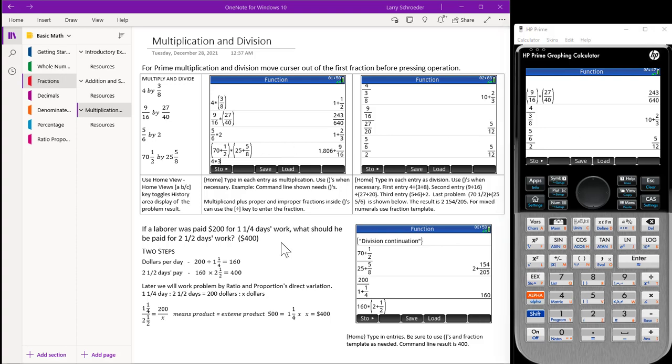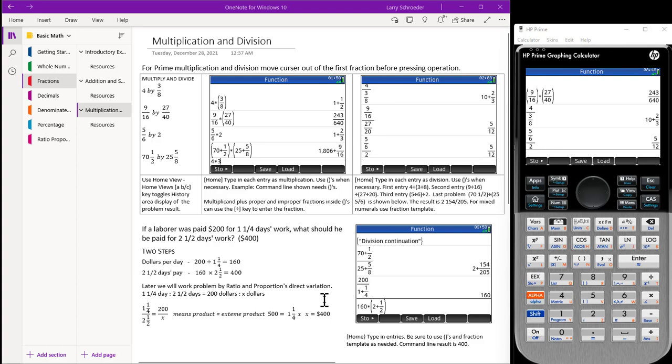We end this page and this video with the discussion of this problem. If a laborer was paid $200 for 1 1/4 days work, what would he be paid for 2 1/2 days work? This is a two-step problem, so we need to figure out what the dollars per day is. So it's 200 divided by 1 1/4. Then we need to take that answer and multiply it times 2 1/2 to get our answer for the problem. So that's what we see over here in our calculator.